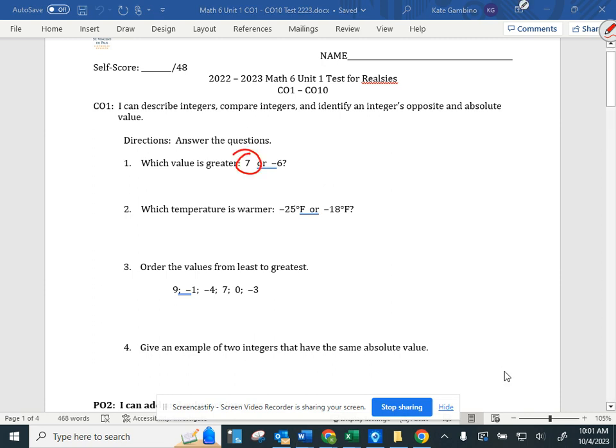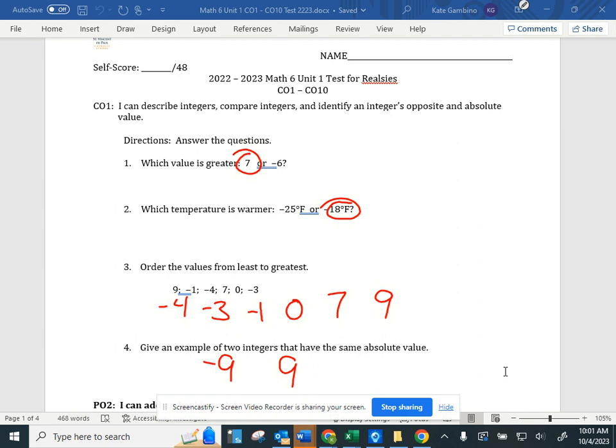Greatest number: 7 is bigger than negative. Negative 18 is bigger than negative 25. Putting our values in order, we had negative 4, negative 3, negative 1, 0, 7, and 9. And examples of two integers with the same absolute value, you could pick the same number, make one negative and one positive. They have the same absolute value.